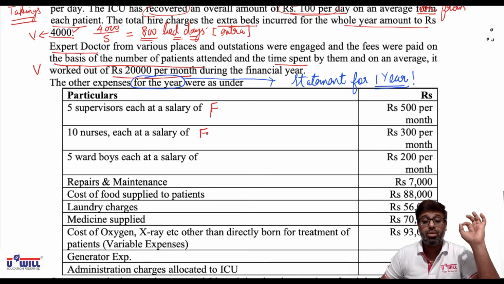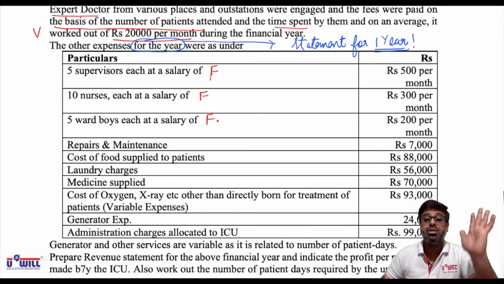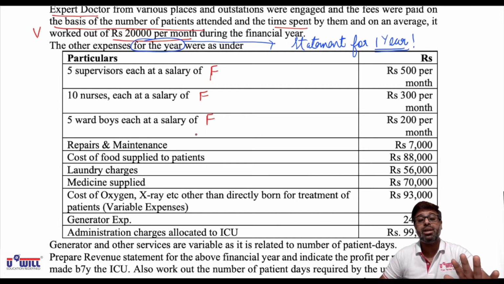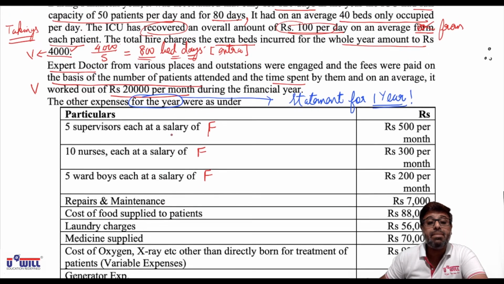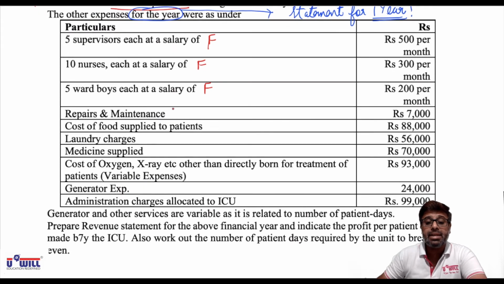You have to keep the nurses whether patients come or not. They are always there working in the hospital. 5 ward boys, each at a salary of 200 per month, is also fixed cost. So ward boys, nurses and supervisors are always there in the hospital whether patients are there or not. Repairs and maintenance we discussed here. Because of this sentence, ICU has undertaken to bear the cost of repairs and maintenance. It is a fixed cost.